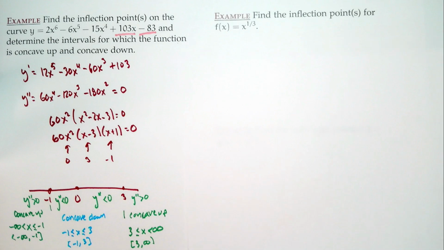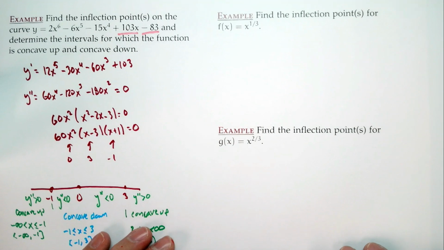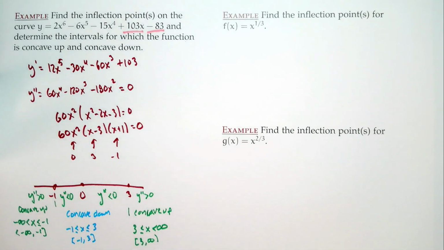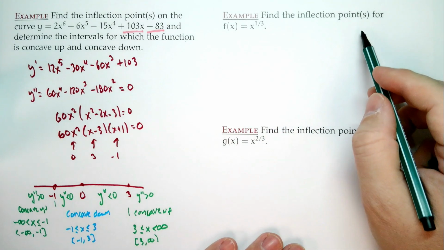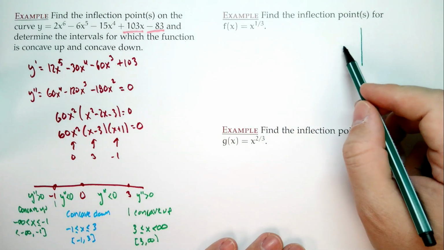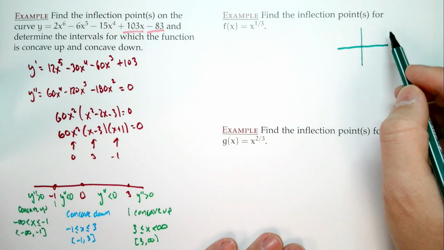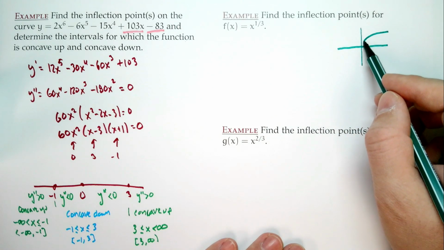Well, now let's do 2 examples, which might be a little bit controversial, depending upon whom you ask. But of course, I'm the one asking. So let's see what we get. Find the inflection point, or possibly points, for f of x equals x to the 1/3. Now, this is the cube root of x, and it's not so hard to draw. It looks a lot like you draw x cubed on its side, because it is like you draw x cubed on its side.